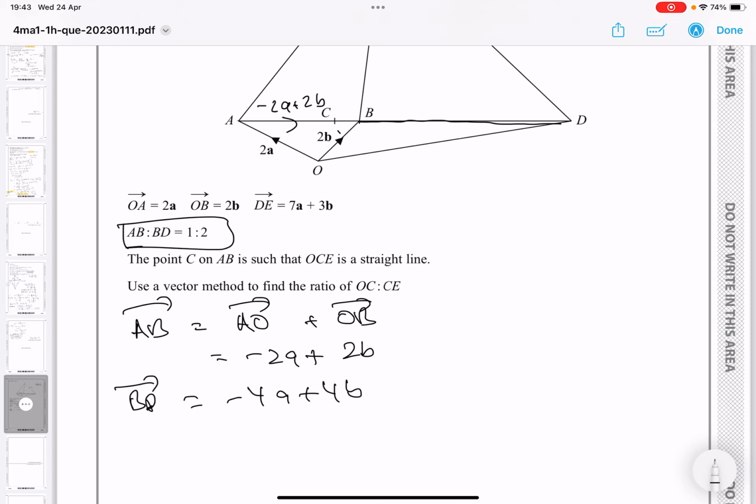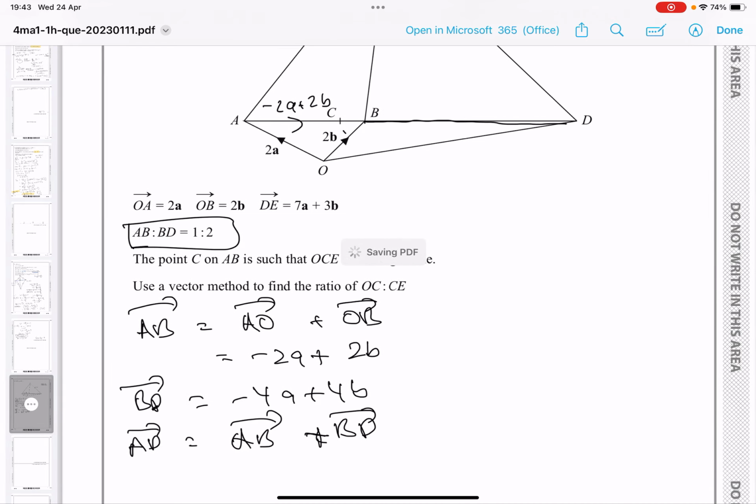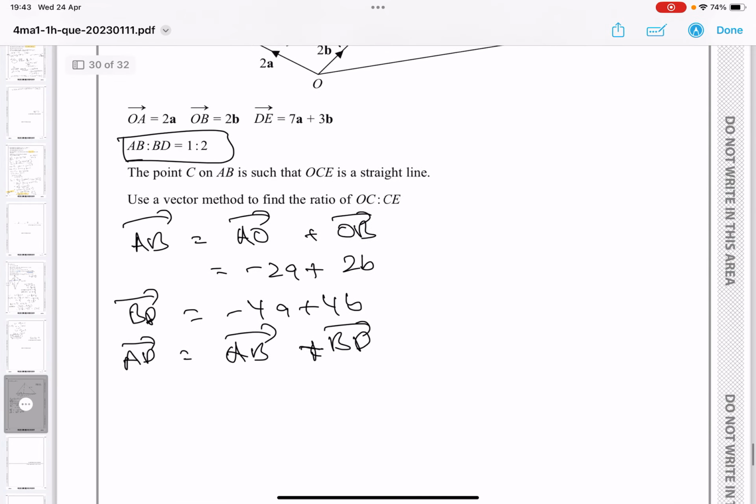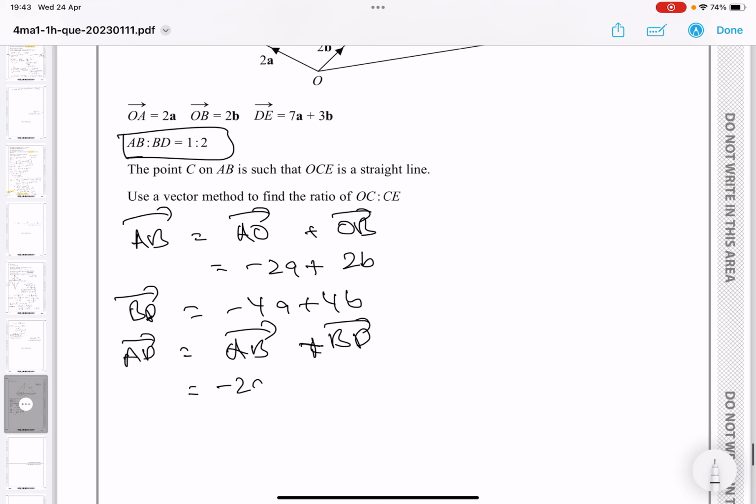And therefore, we can work out what AD is, the whole length. All we need to do to work out AD is add AB plus BD. And that'll give you the whole length. So, let's do that now. Minus 2a plus 2b plus minus 4a plus 4b, and that'll give you minus 6a plus 6b. So that's vector AD, minus 6a plus 6b.